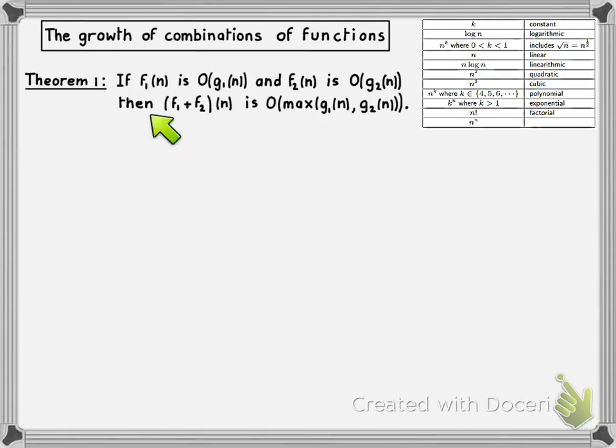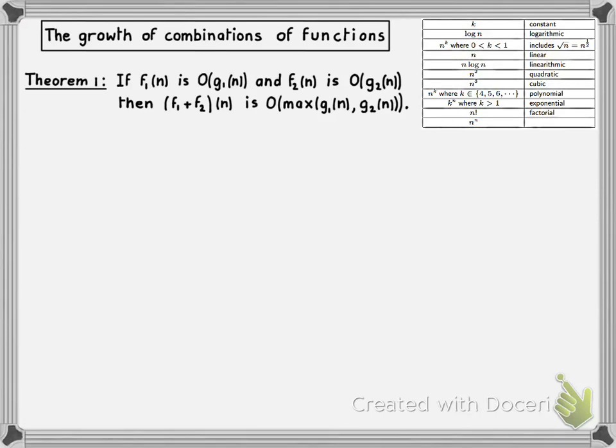Well, since f1 is upper bounded by g1 and f2 is upper bounded by g2, it's pretty easy to prove that the function f1 plus f2 is upper bounded by the maximum function between g1 and g2, meaning by the function that has the largest rate of growth among g1 and g2. So that is our first theorem, and before applying it to some examples, let's look at a corollary of this theorem.